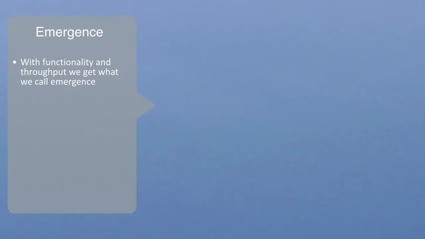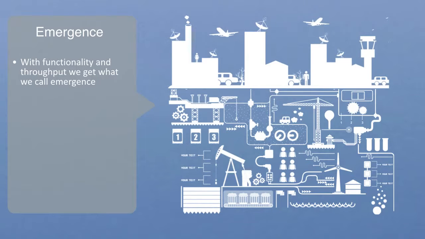With functionality and throughput, we get what is called emergence. When we're supported by a system of technologies that are working effectively, they enable us to function at a new level of organization. Technology offers the possibility for us to be more productive and live a better quality of life.